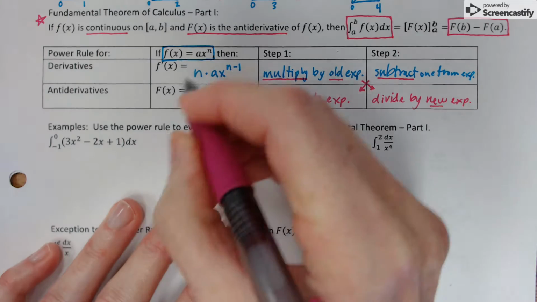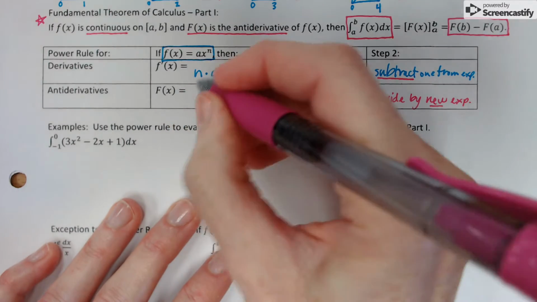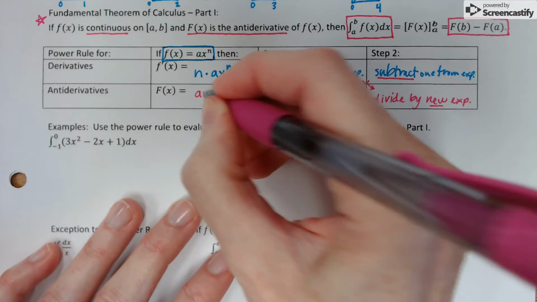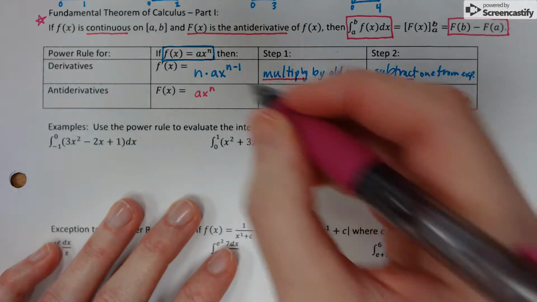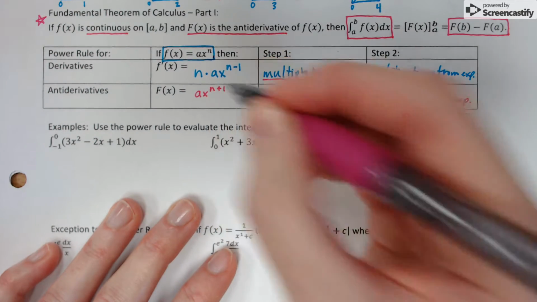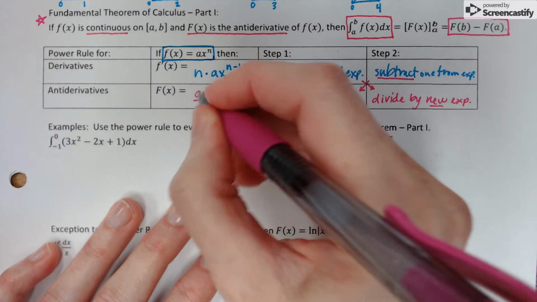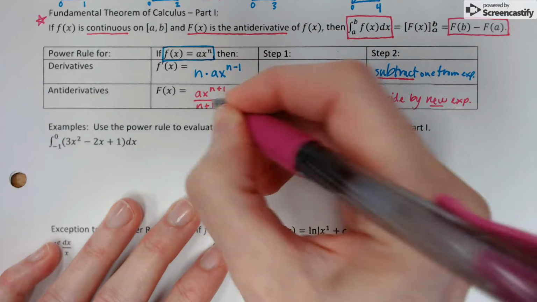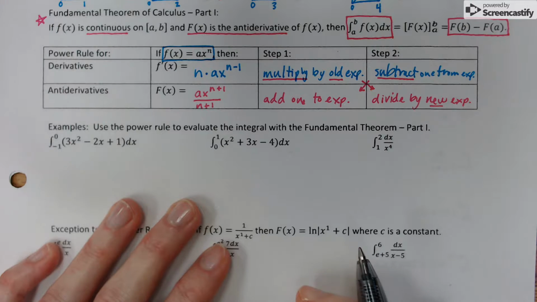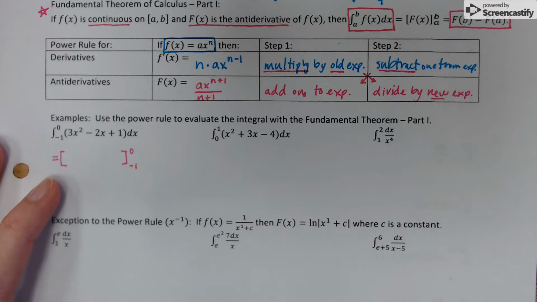So when we look at our general function here, we have ax to the n power, and our first job is to add 1 to that power. And then step 2 says to divide by the new power, which is n plus 1. So that gives us the general formula for the power rule for antiderivatives. Let's use this first example to practice our power rule for antiderivatives and also apply the fundamental theorem.